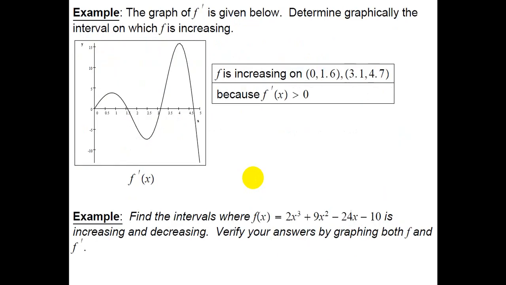So let us look at an example here. f of x is defined as 2x cubed plus 9x squared minus 24x minus 10. This is a function of x, and we are about to see at which values the function is increasing, and at which values the function is decreasing. Okay, so let's look at how we can define this.